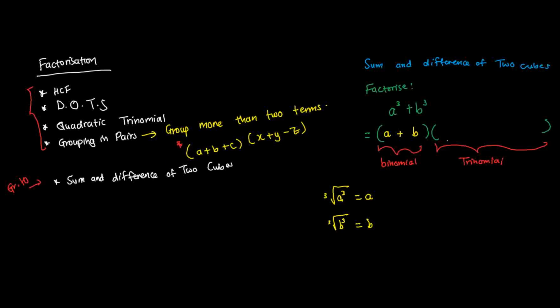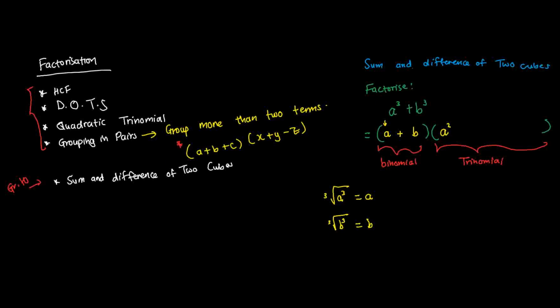Now we're going to look at the trinomial. And to get the trinomial, we have to look at the binomial. So to get the first term in the trinomial, I'm going to square the first term in the binomial. So a squared gives me a squared. To get the middle term in the trinomial, I'm going to multiply these 2 terms together. So it's going to be a times b, which is positive ab. Now this is the important part.